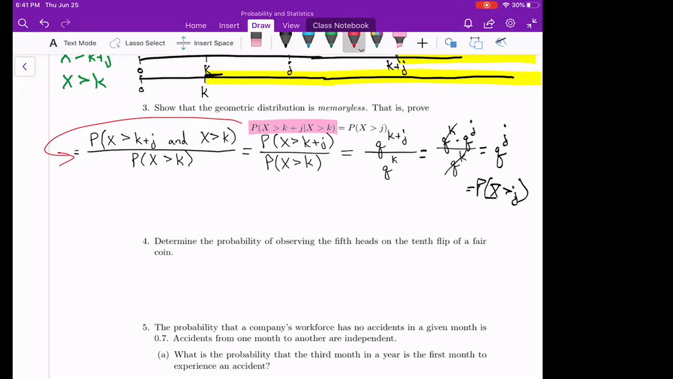So that is memoryless, because it's saying if you want to know the probability of taking longer or going beyond k plus j, given that you're already at k, you don't need to care about k. You just need to know what's the probability of taking more than j turns, whatever it may be that you're looking at. So it's really neat to know which distributions are memoryless. This is the first one that we've come across that we derived, and that's how you would demonstrate it.